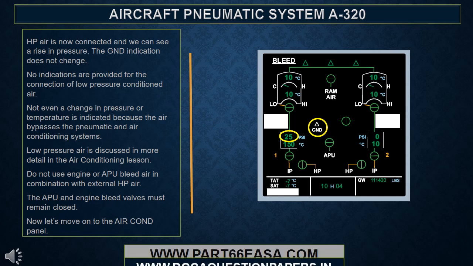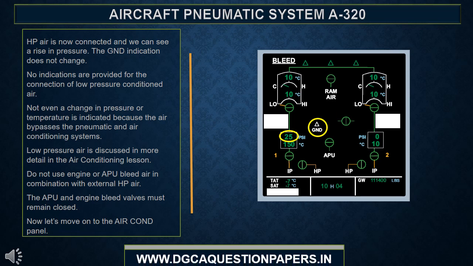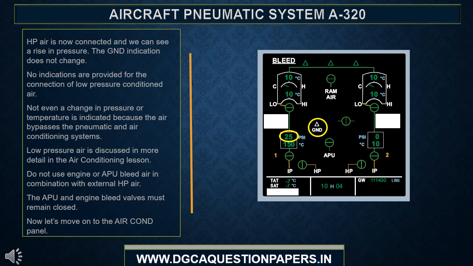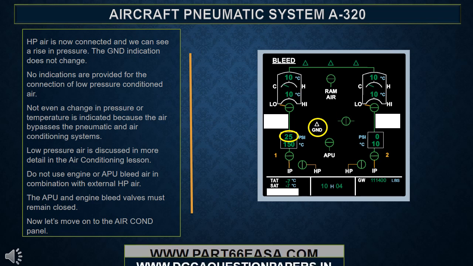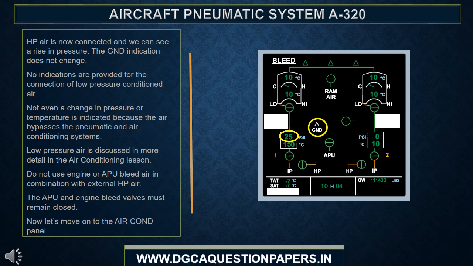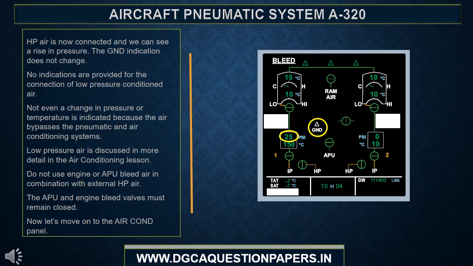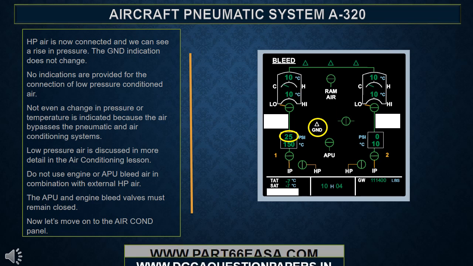HP air is now connected and we can see a rise in pressure. The Gnd indication does not change. No indications are provided for the connection of low-pressure conditioned air. Not even a change in pressure or temperature is indicated because the air bypasses the pneumatic and air conditioning systems. Low-pressure air is discussed in more detail in the air conditioning lesson.